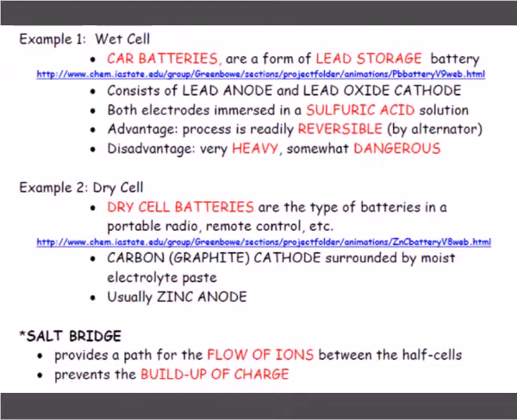Both electrodes, guys, okay, the advantage is it's a process that is readily reversible. This is what the alternator in your car is doing. The disadvantage is they're very heavy and they are somewhat dangerous. If they were to start leaking, it's got that sulfuric acid. Is that a strong acid? You bet. So if it starts leaking, it can corrode your car and it can get everywhere and can be kind of a mess.